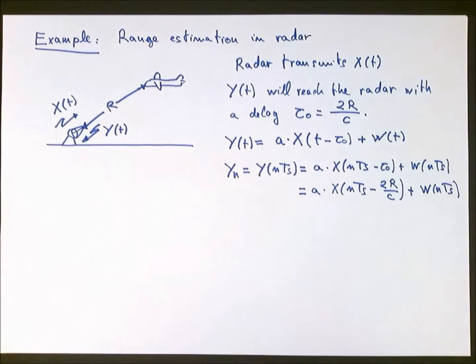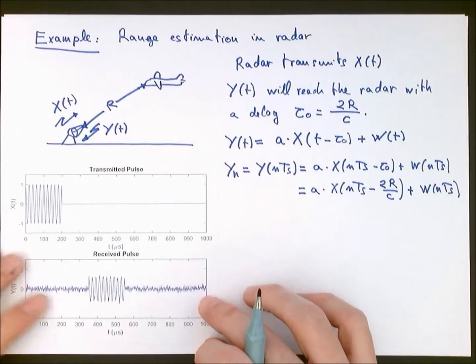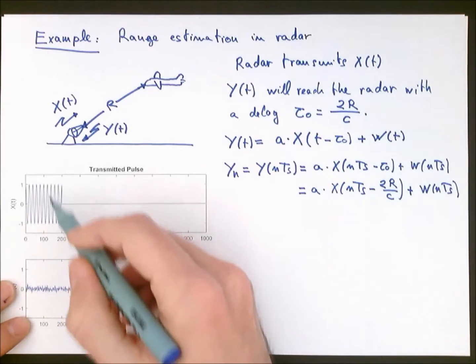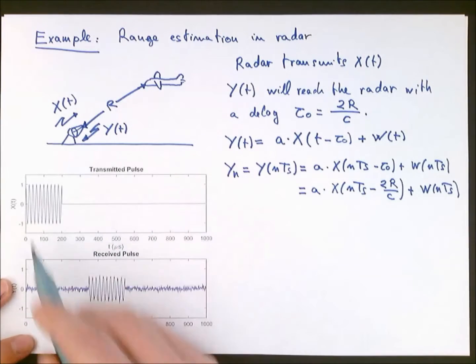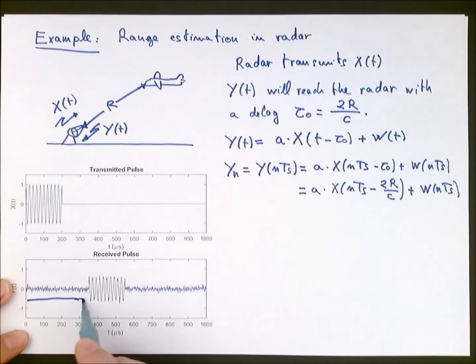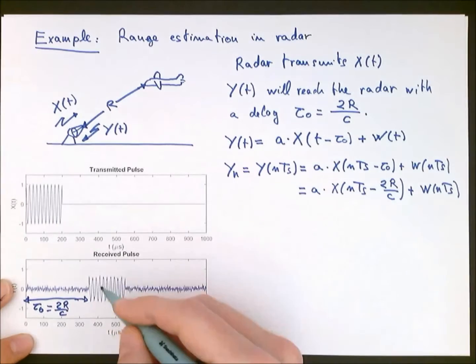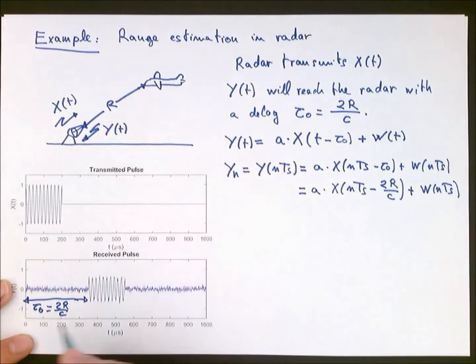Let's just see an example of how the two signals could look. In this case, the transmitted pulse has been selected as a sinusoidal wave of duration 200 microseconds. And as we can see, the received pulse is a time-shifted version of the original one, where we have a delay here, tau 0, that should be twice the range divided by the speed of light. We can also see that there has been some attenuation, as the received pulse has less amplitude than the transmitted one. And we can also see the effect of the noise process, which for this plot has only been generated as white Gaussian noise.